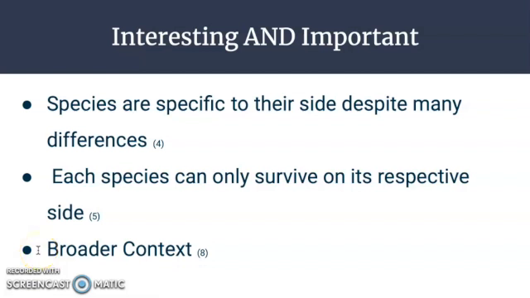This research question is interesting and important. It is interesting because the species are specific to their side despite many differences. They're specific to their own side, even though their own sides are only about 100 meters apart from each other, and yet they still show incredible morphological differences. It's important because each species can only survive on its respective side. This means that if you took a sun-adapted plant and put it on the opposite side of the canyon, it would not be as viable for survival because it is not adapted to that environment.